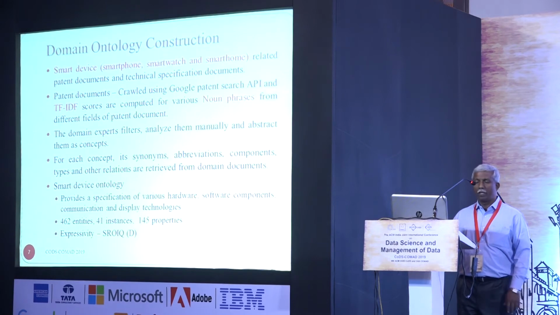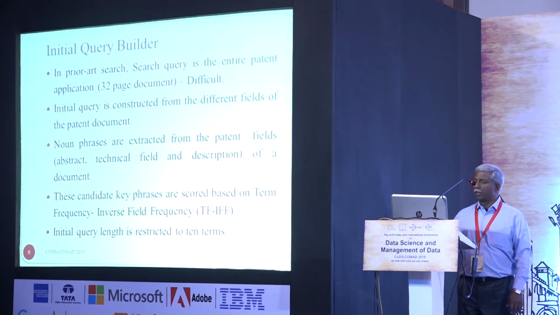We have taken a smart device or smartphone as the domain area for constructing our ontology. We have identified around 462 entities, 41 instances and 145 properties, and this domain ontology is available in the public domain. We wouldn't say that it is a full-fledged ontology, but it is still possible to expand it further.